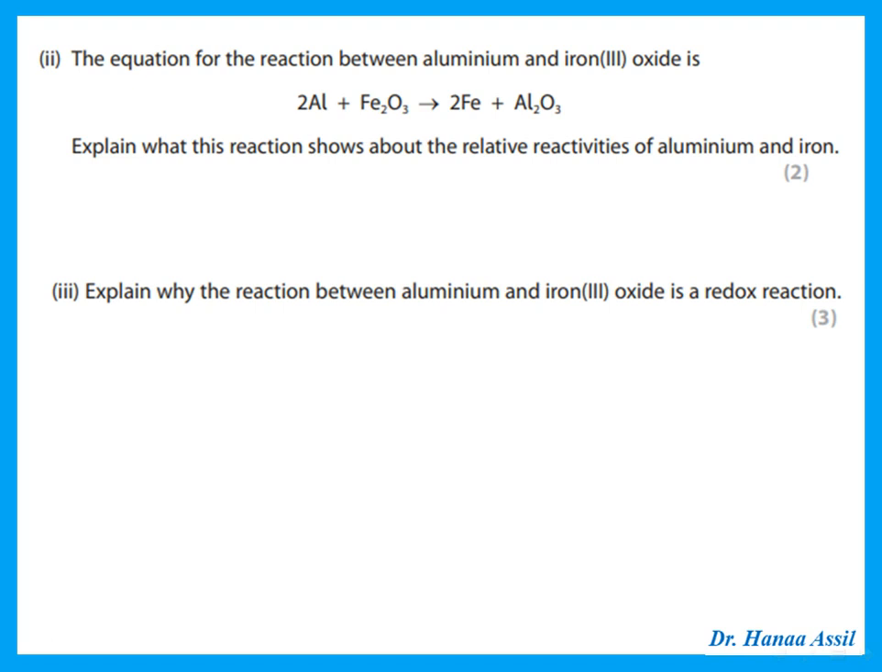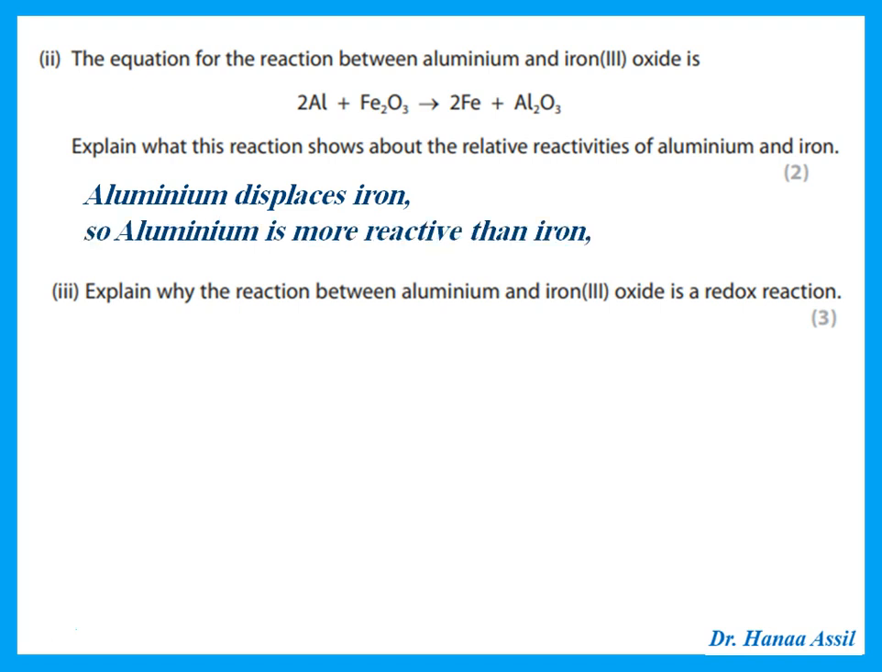The equation for the reaction between aluminium and iron 3 oxide is this. Explain what this reaction shows about the relative reactivities of aluminium and iron. Now, if I say aluminium plus iron 3 oxide, and there is a reaction in which the aluminium has displaced the iron, the aluminium pushed the iron out and replaced it. If aluminium displaces iron, that tells me that aluminium is more reactive than iron. So that is what this reaction can tell us about the reactivities.